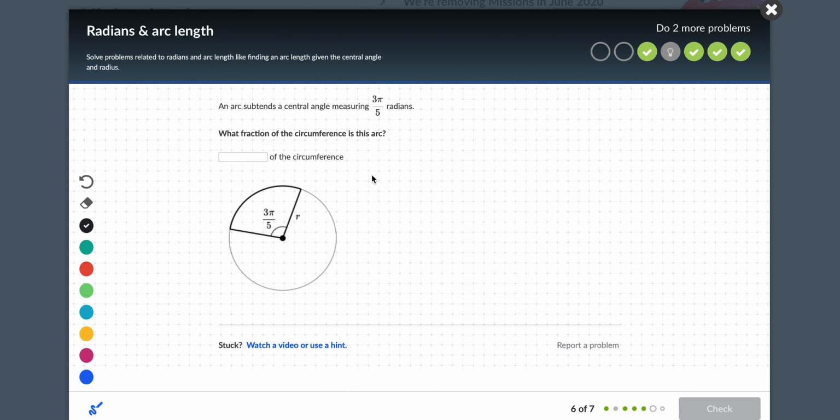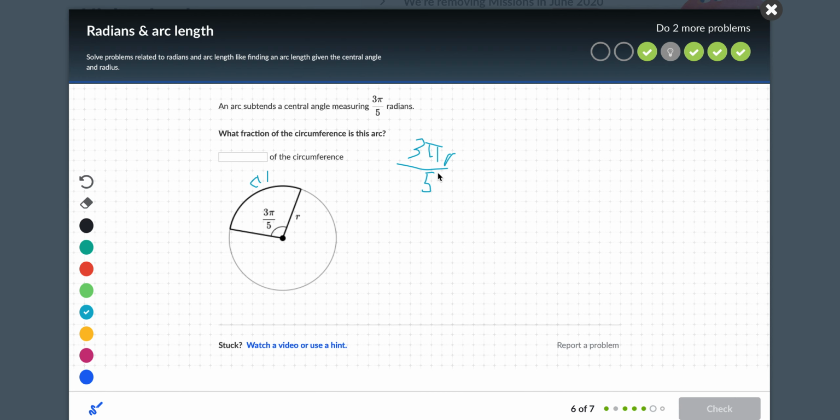An arc subtends a central angle measuring 3 pi divided by 5 radians. What fraction of the circumference is this arc? So this arc here, first we need to figure out the size of the arc, which is this thing here. So we're just going to multiply 3 pi over 5 times r.